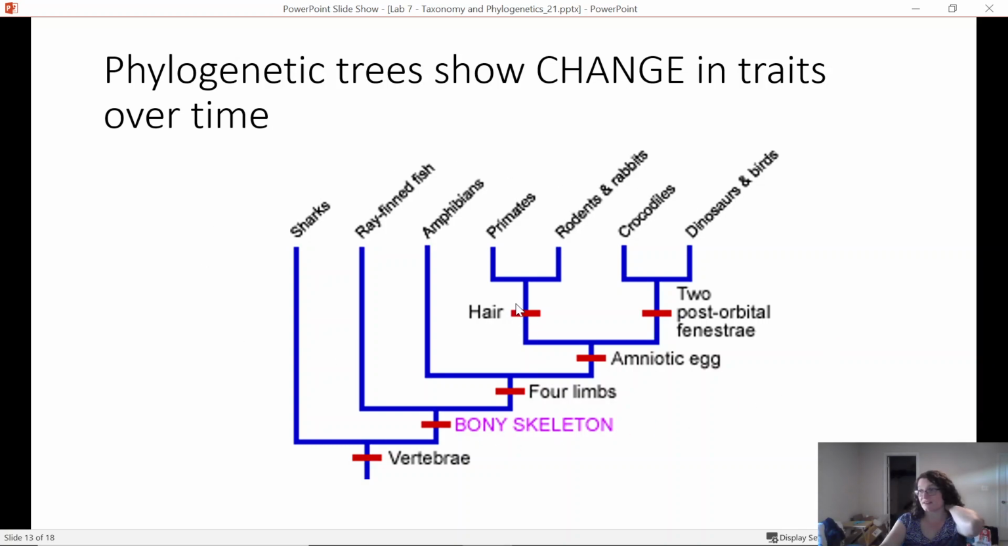Okay, so this is the clade that your teacher was talking about. And then above here, everything has 4 limbs. Okay, ray fin fish do not have 4 limbs. And then above here, so a vertebrate with a bony skeleton, 4 limbs, but no amniotic egg. That's going to be amphibians. And then you build up here. Again, it has everything below it. Okay.